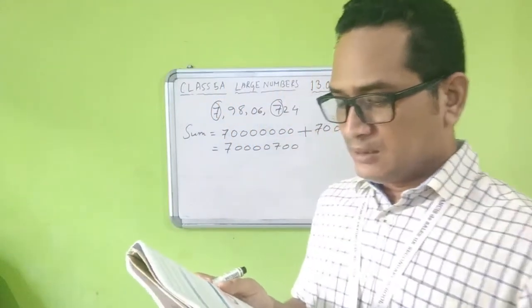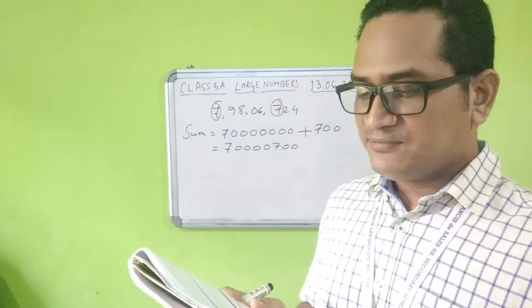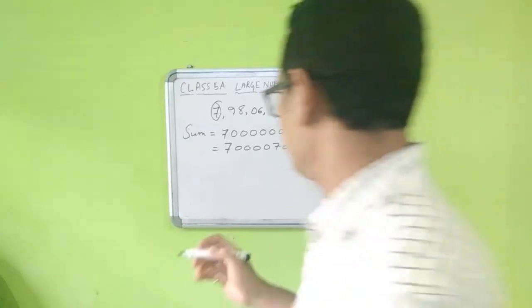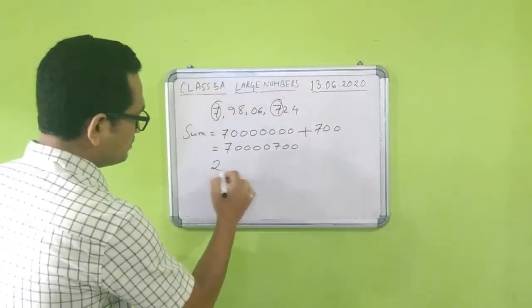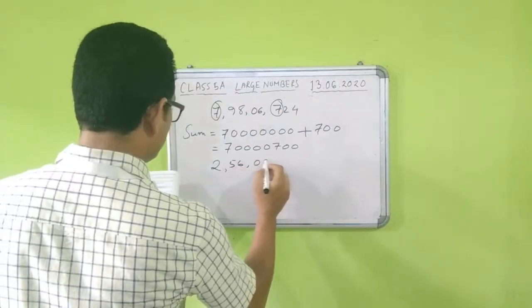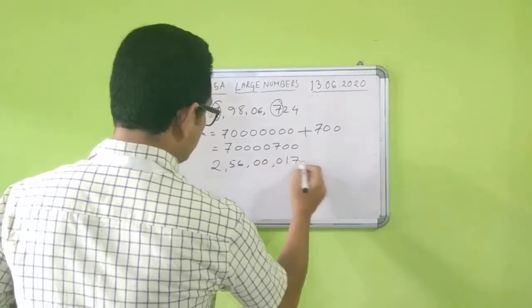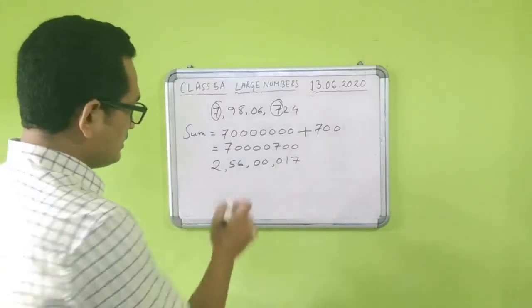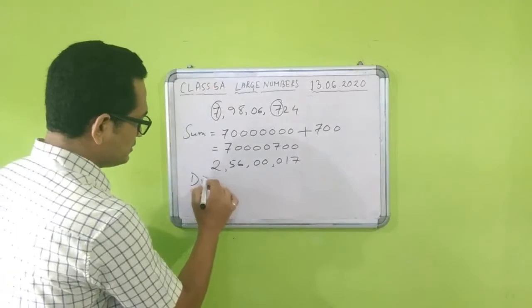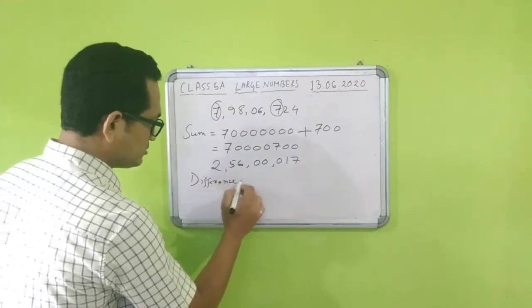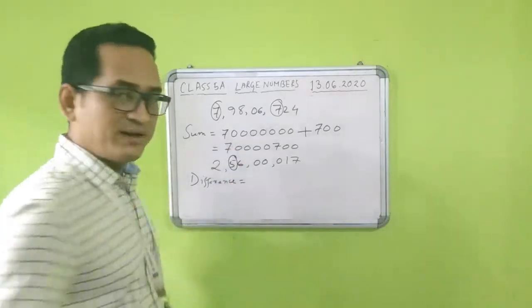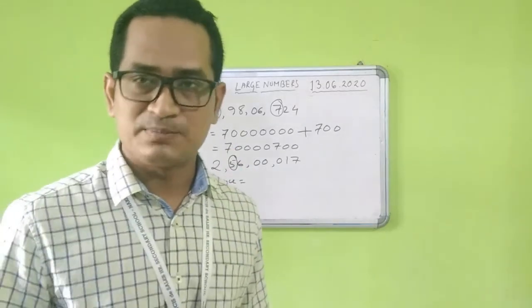Fine. Next, example 7. What is the difference between the place value and face value of the digit 5 in the number? Now this is a different question again. So the number is given 2560017. Now students, if you see this, we need to find out the difference. Now it is not about sum, it is about difference. Now difference means what, student? Difference means to subtract. We need to find out the place value of 5 and face value of 5, and then we need to subtract it.